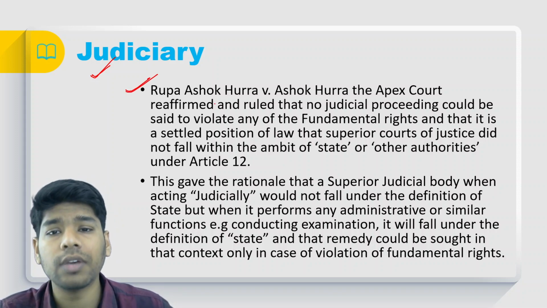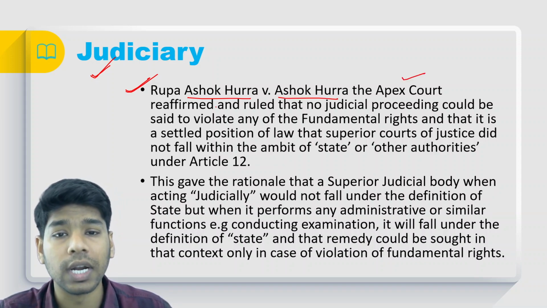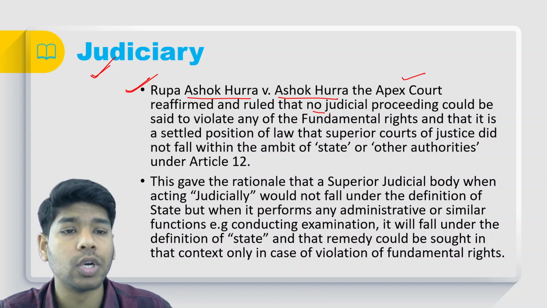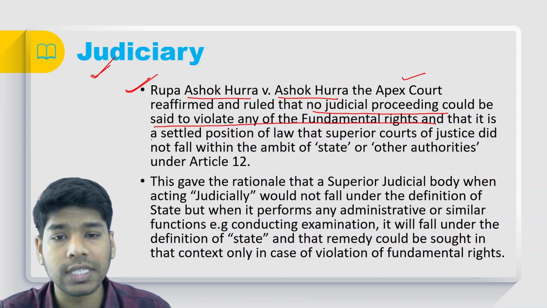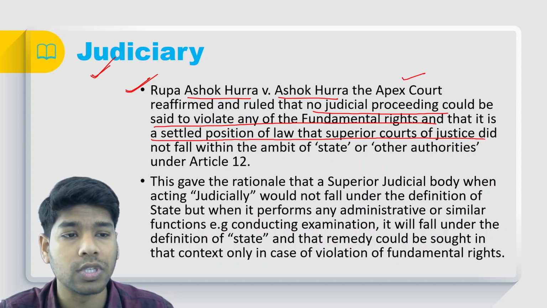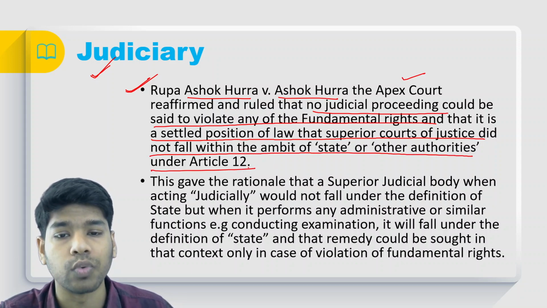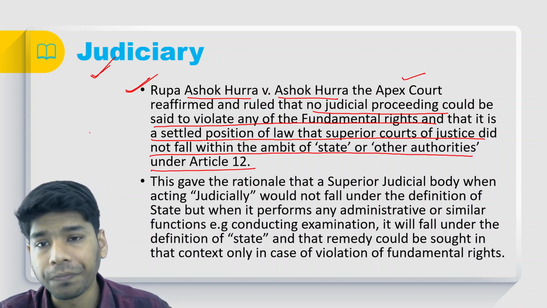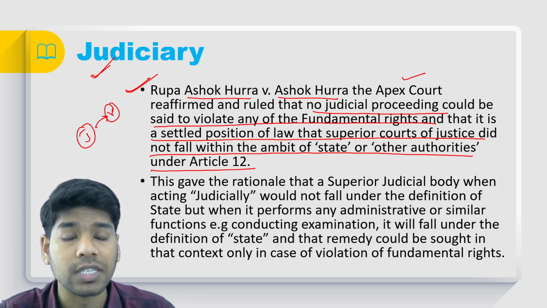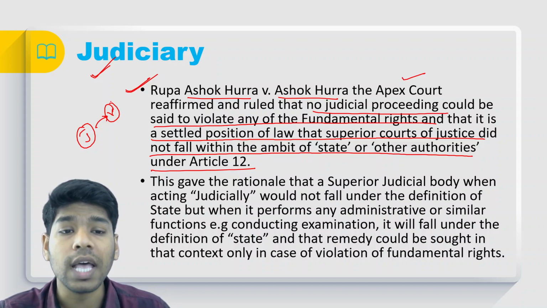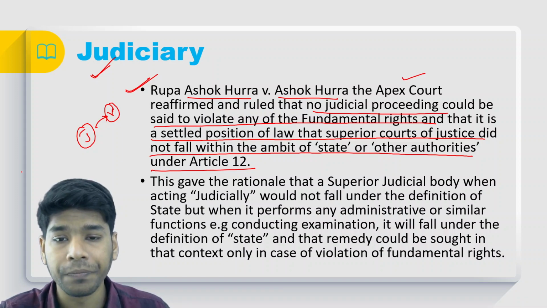So we have a famous judgment, Rupa Ashok Hurra versus Ashok Hurra. The apex court reaffirmed the rule that no judicial proceedings could be said to violate any of the fundamental rights, and that it is a settled position of law that superior courts of justice do not fall under the ambit of the state or other authorities under Article 12. So the judiciary, when it is giving a verdict, when it is giving justice or during the judicial proceedings, does not fall under the ambit of a state or other authorities under Article 12.